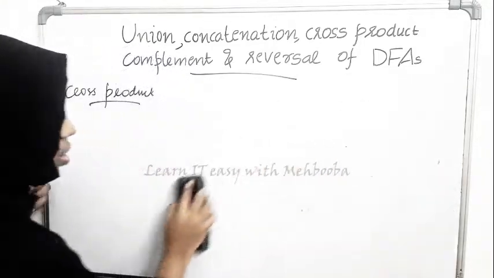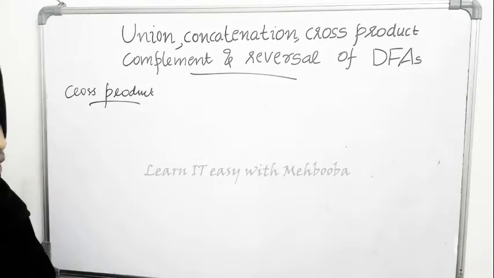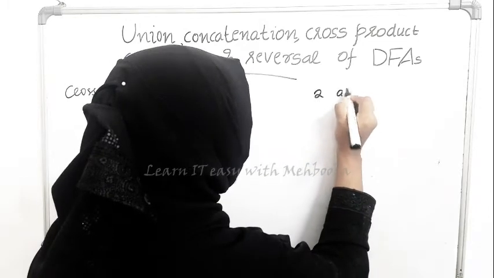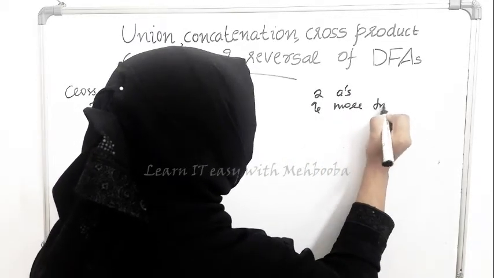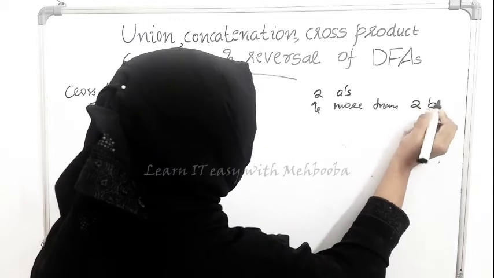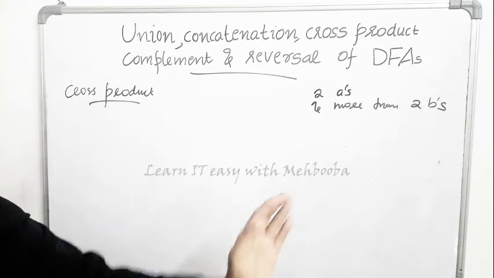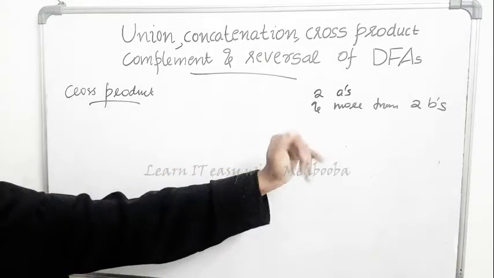So the next question is, we want a DFA that accepts strings containing exactly 2 A's and more than 2 B's. So again we will split this into two different DFAs.